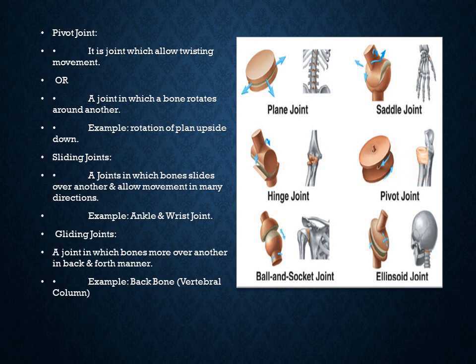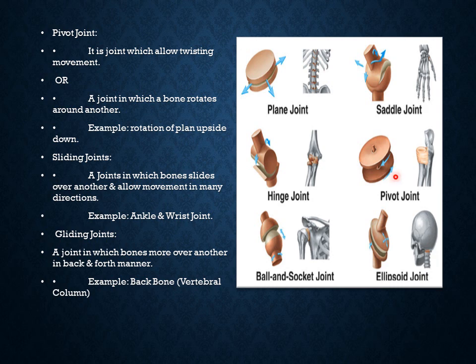Sliding joint: a joint in which a bone slides over another and allows movement in many directions is known as a sliding joint, like the ankle and wrist joint. Now the gliding joint: a joint in which bones move over one another in a back and forth manner is known as a gliding joint. That example is the vertebral column.